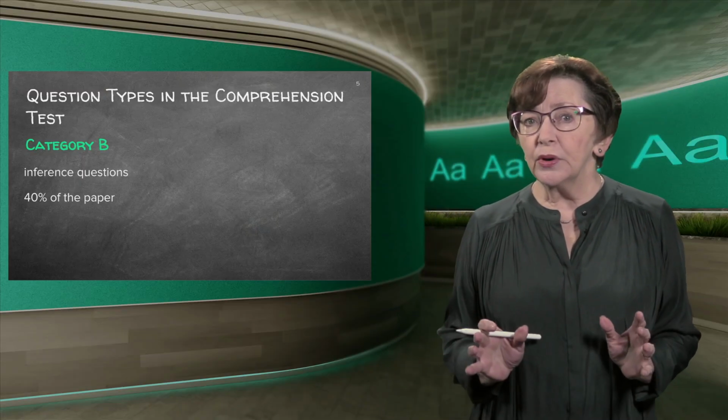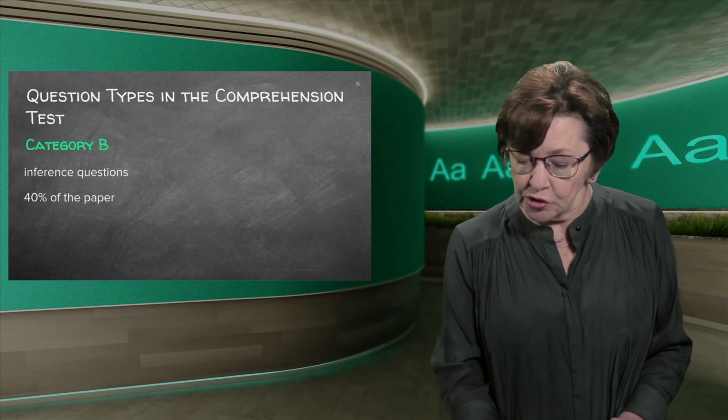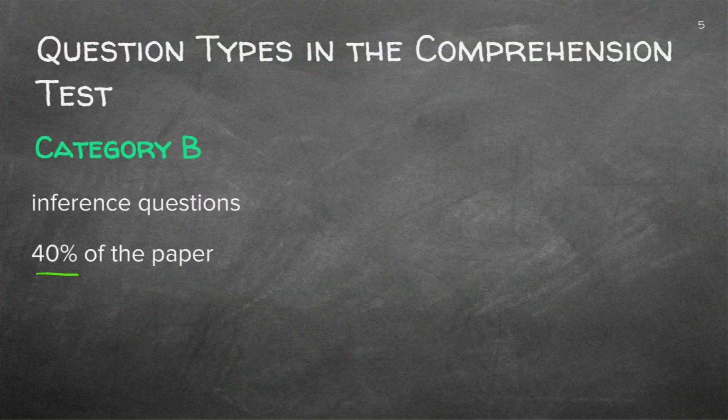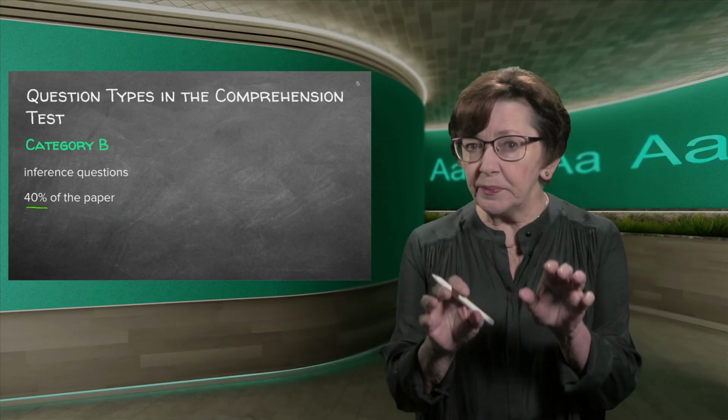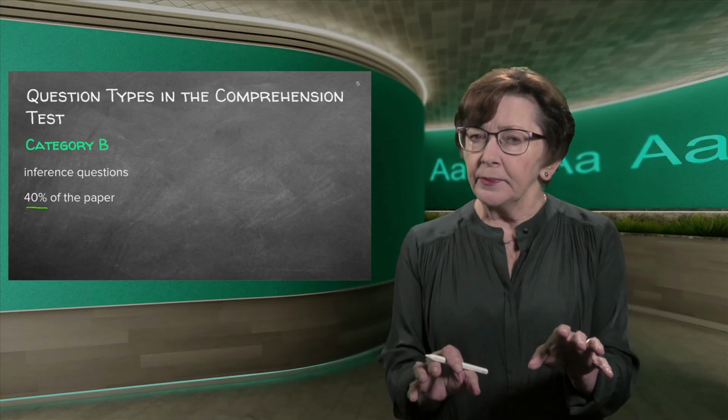Now we get the category B, which also comprises 40% of the paper. In other words, this is going to bring you up to 80% of the total of the paper. So now the inference questions are also very doable. You have to engage with the text. You have to look at what the text gives you. What is there explicitly said?